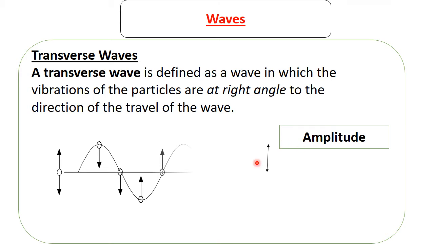On a transverse wave, the distance from the lowest point to the highest point of the wave is called the amplitude. So the distance from here to here is called the amplitude. So you can define amplitude as the distance from the resting point of the wave to its maximum point. There's a name for this maximum point. It's called a crest. So the distance from the resting point to the maximum point is called amplitude.